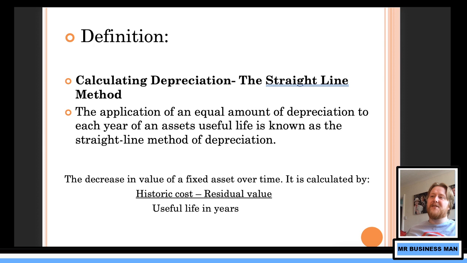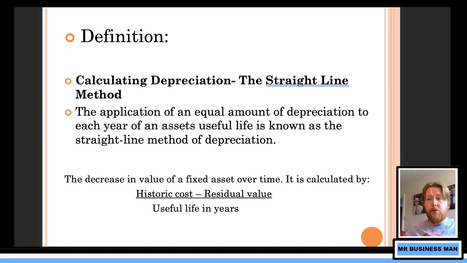So how do we calculate it then? Well, we can use a thing called the straight line method. The difficulty with the straight line method is the application of an equal amount of depreciation. We've already established that not all things we have depreciate over time in a straight line like this. But it is a way that we can do it, and it's more sensible than not having depreciation at all. The application of an equal amount of depreciation to each year of an asset's useful life is known as the straight line method, because it shows a straight line going up or down.